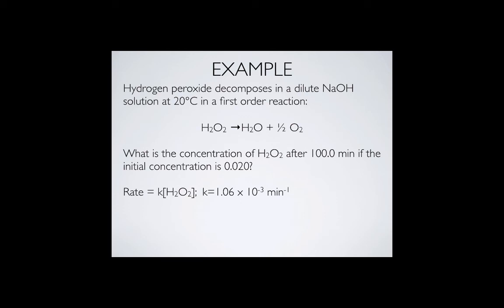So here's an example. We have hydrogen peroxide decomposing in a sodium hydroxide solution. It's a first order reaction, and we want to know what the concentration of the reactant hydrogen peroxide is after 100 minutes if the initial concentration is 0.020. We're given the rate law there, we're given the value for k, so all we need to find is the concentration of H2O2 after 100 minutes.